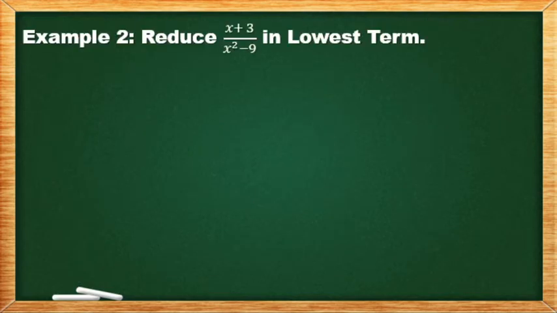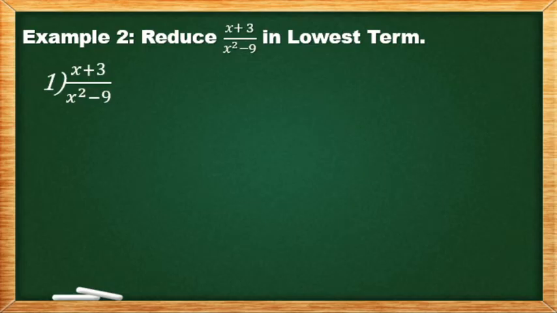Okay, example number 2. Ito naman, meron tayong mga polynomial, it's either binomial or trinomial. Reduce the x plus 3 all over x squared minus 9 in lowest term. Given x plus 3 all over x squared minus 9. Ito, we need to apply here all topics that we discussed from the start, from the common monomial factor hanggang sa general quadratic trinomial. Si x plus 3 ay naka-prime number na or in simplest form na siya.